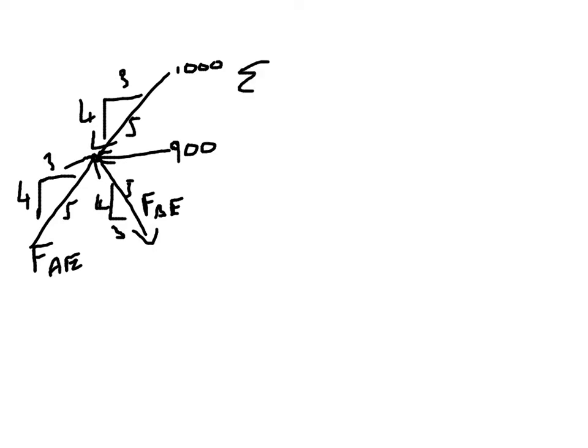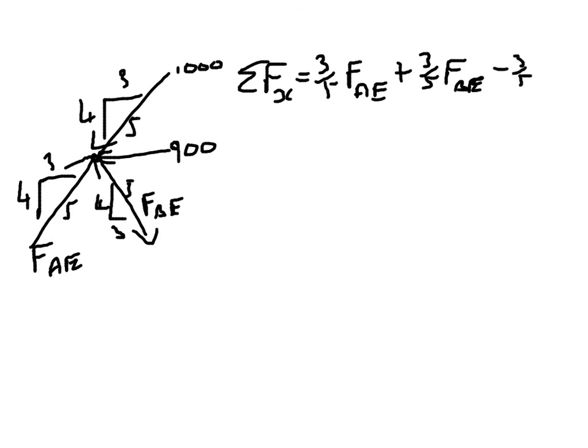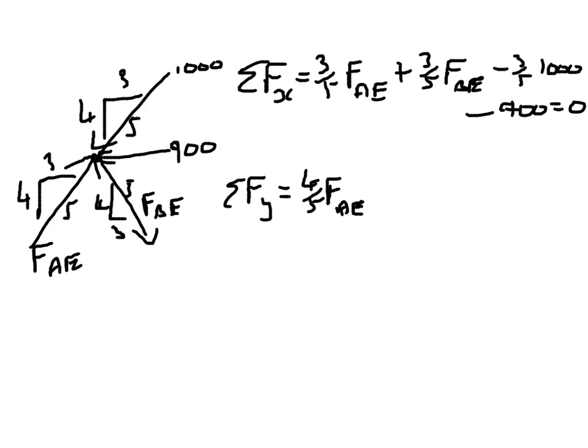We do exactly the same again: sum of the forces in the x and in the y. In the x we're going to have 3/5 of FAE plus 3/5 of FBE minus 3/5 of 1,000 minus 900 equals 0. And in the y, we're going to have 4/5 of FAE minus 4/5 of FBE minus 4/5 of 1,000 equals 0.